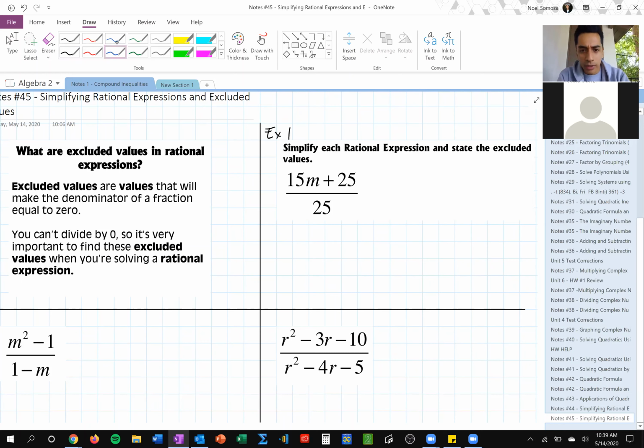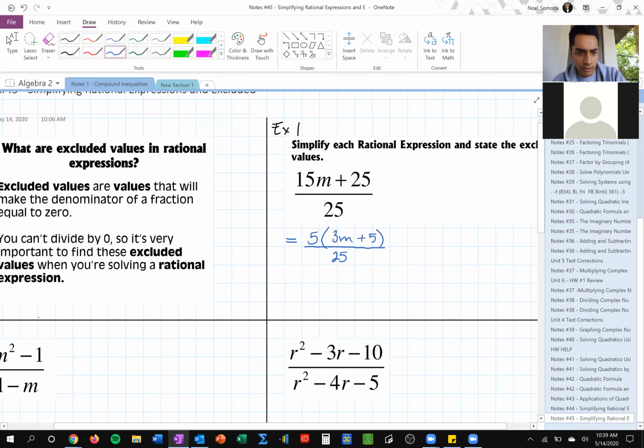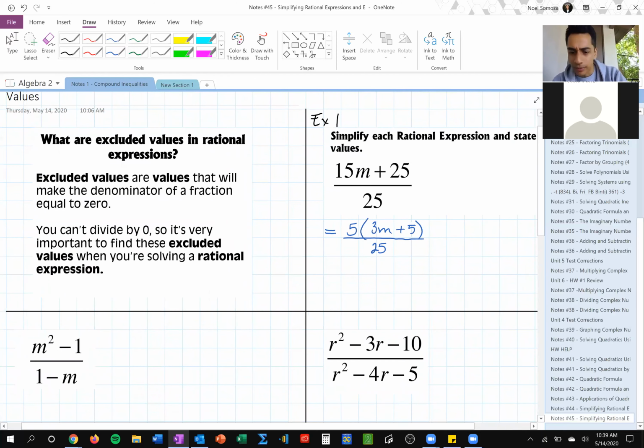Let me just try factoring first. If I factor the numerator, I'm probably looking for a GCF there because there are only 2 terms, and 15 and 25 are not perfect squares. So at least both of them have a GCF of 5. We factor out a 5, and we're left with 3m plus 5, and then this is all over 25.